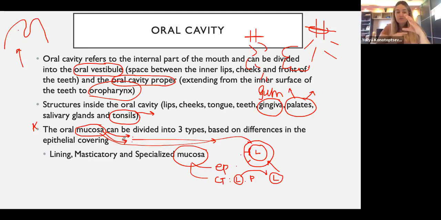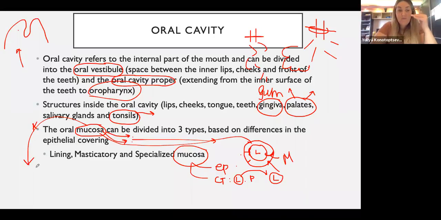What is surrounding the lumen? What is the first thing which is facing that lumen? Mucosa. So this area right here, this is known as the mucosa. The question in the oral that they're going to ask you is, what does mucosa consist of? It consists of two layers. The top layer is epithelium, and the bottom layer is connective tissue.